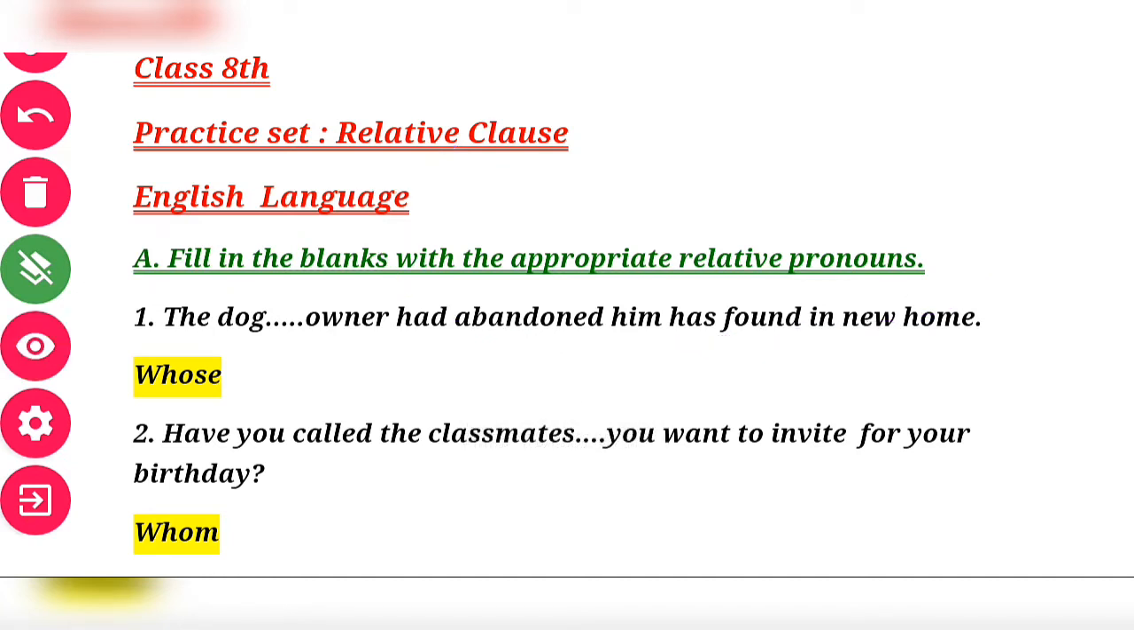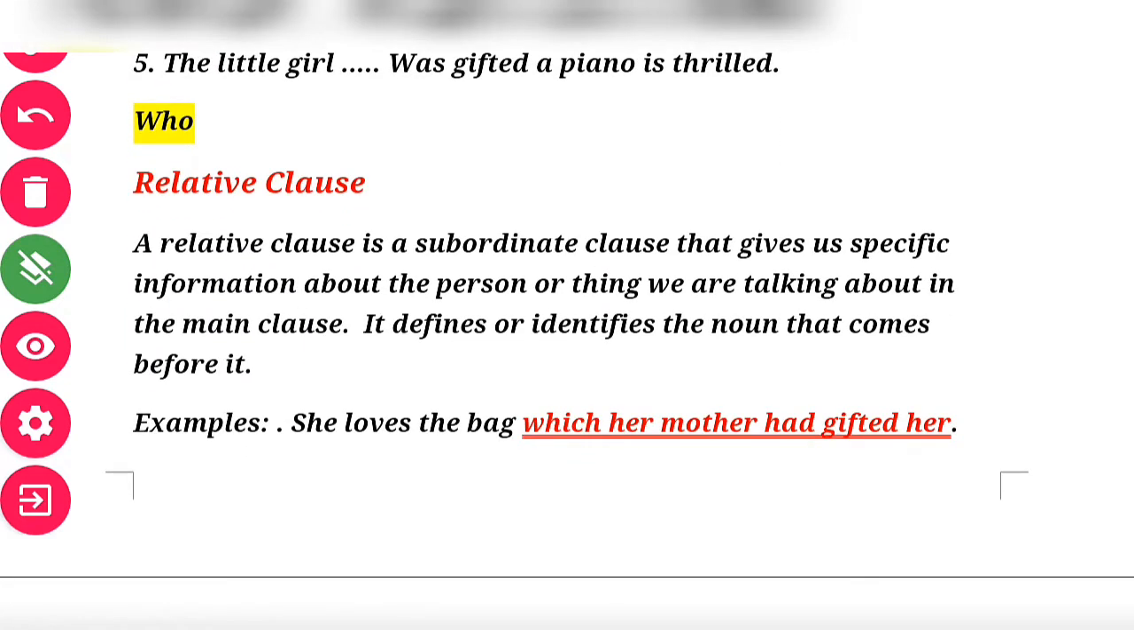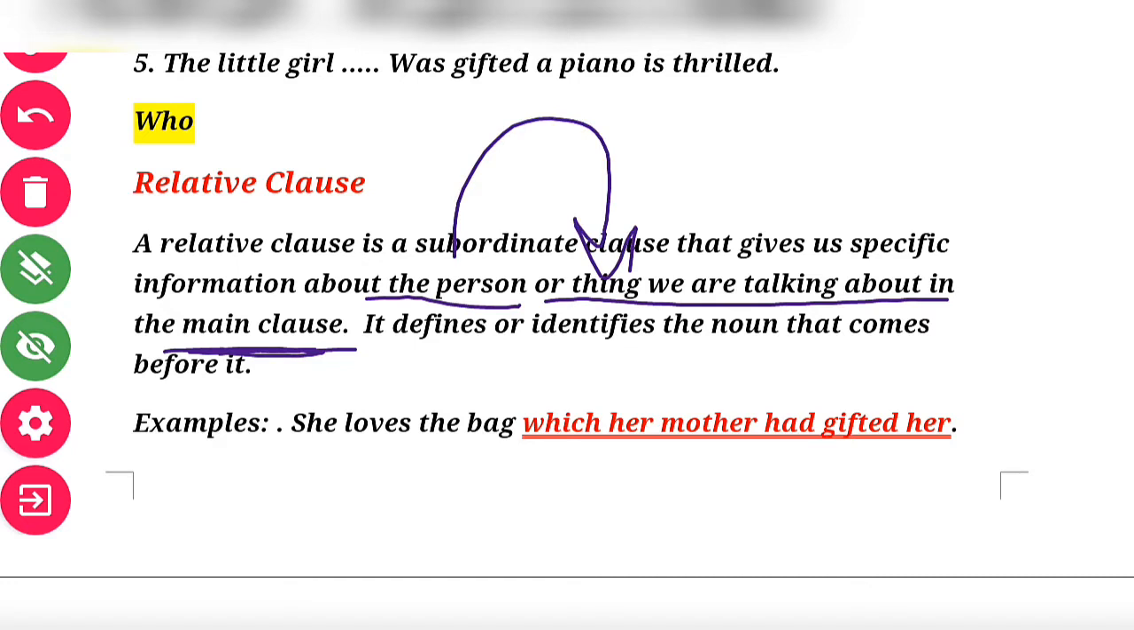So let us begin. The definition of relative clause is given here: a relative clause is a subordinate clause that gives us information about the person or the thing we are talking about in the main clause. Relative clause is a type of subordinate clause. It always gives specific information about the person or the thing that we are talking about in the main clause, the person or the thing which is already given in the main clause. It defines or identifies the noun that comes before it.